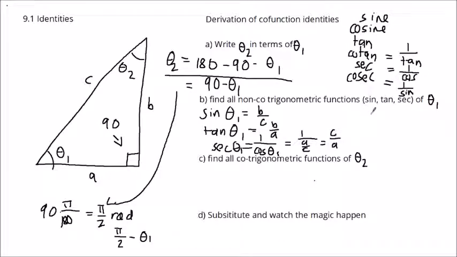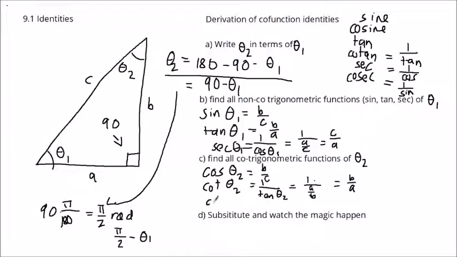Now we're going to find the co-trigonometric functions of theta 2. So we have cosine of theta 2, which is adjacent over hypotenuse, b over c. And we have cotangent of theta 2, which is opposite of tangent, so 1 over tan of theta 2. Tan of theta 2 is opposite over adjacent, a over b, so it's 1 over a over b, which is b over a.